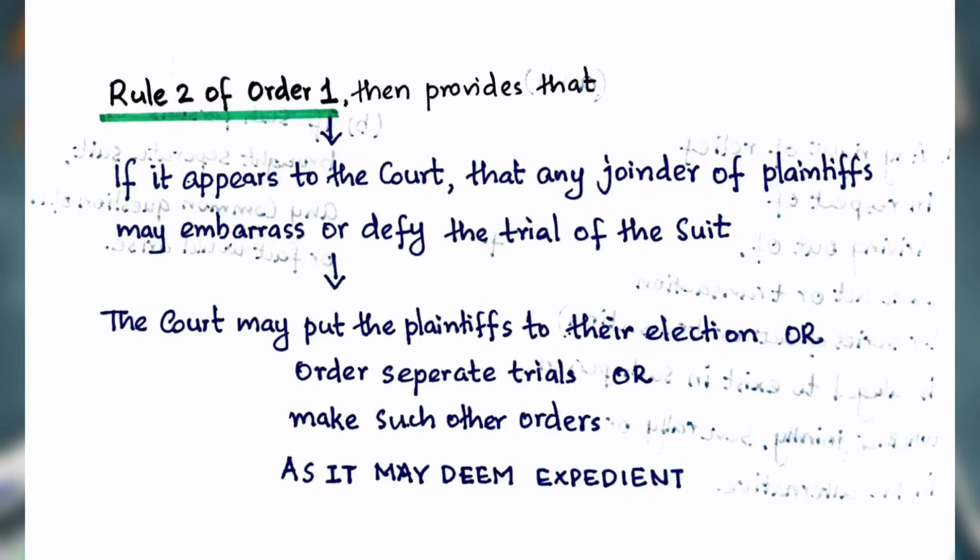Rule 2 of Order 1 then provides that if it appears to the court that any joinder of plaintiffs may embarrass or delay the trial of the suit, the court may put the plaintiffs to their election or order separate trials or make such other orders as it may deem expedient.